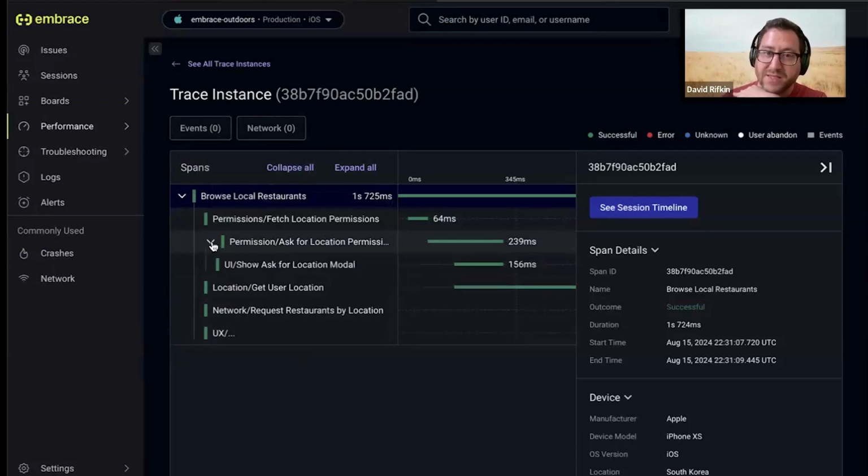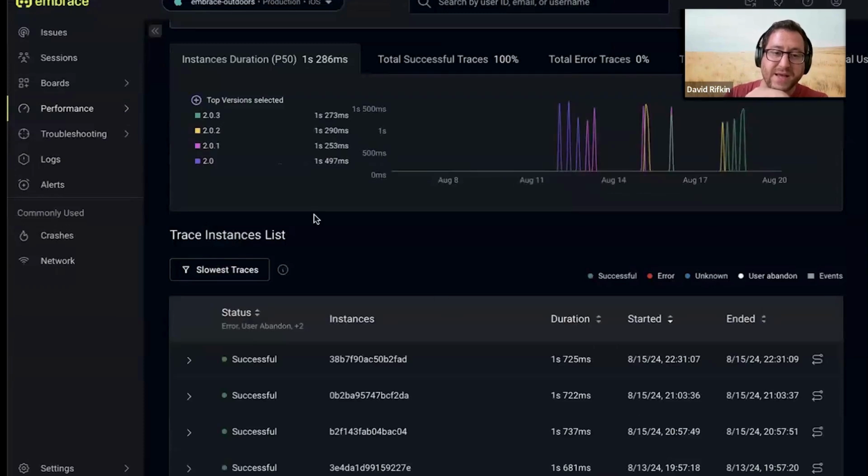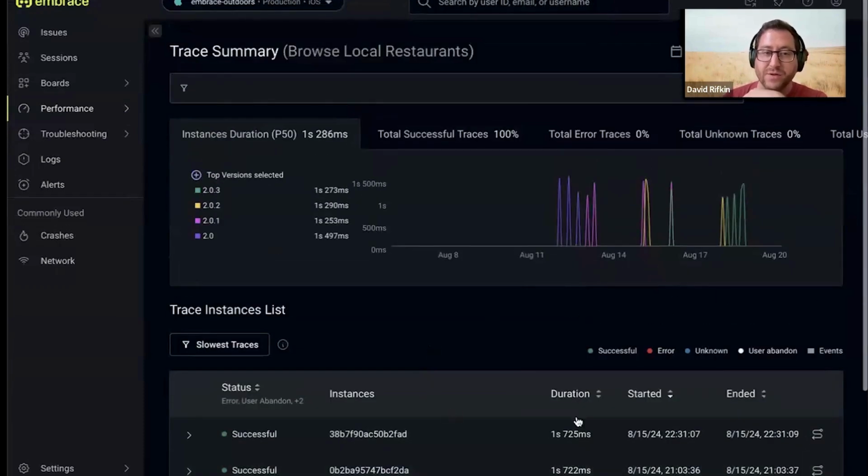But in the smallest case, we can break down the process into the units of work that go into it. And then, on the Embrace dash side, the nice thing is that for all those traces, you begin to have measurements for their duration. So this P50 is the middle-of-the-road average time for that interaction, and then the individual instances of those happening. So it is pretty robust, pretty flexible.